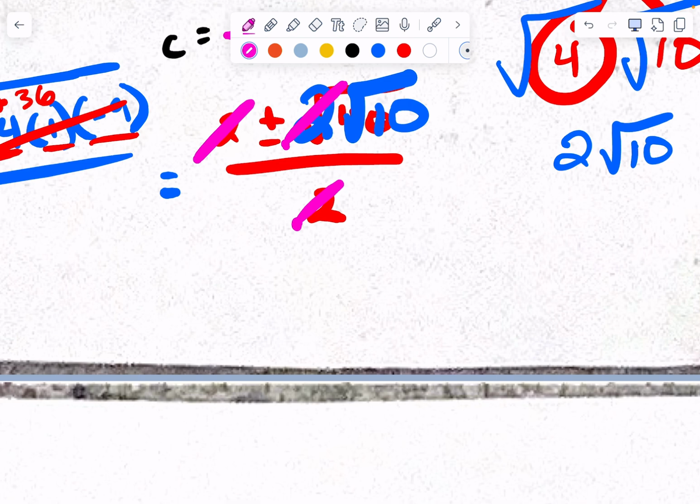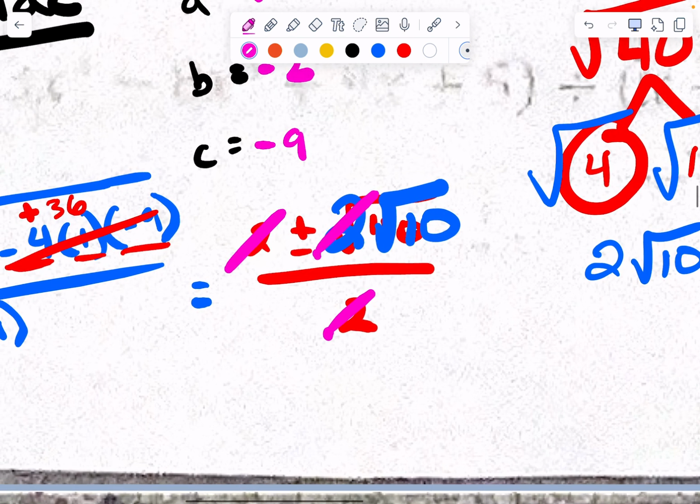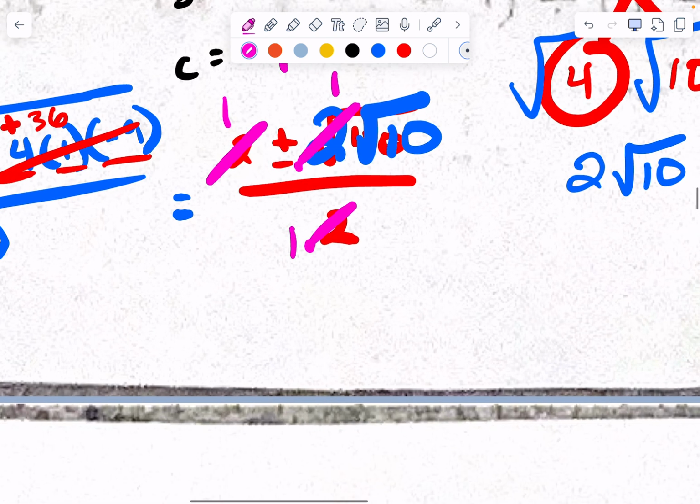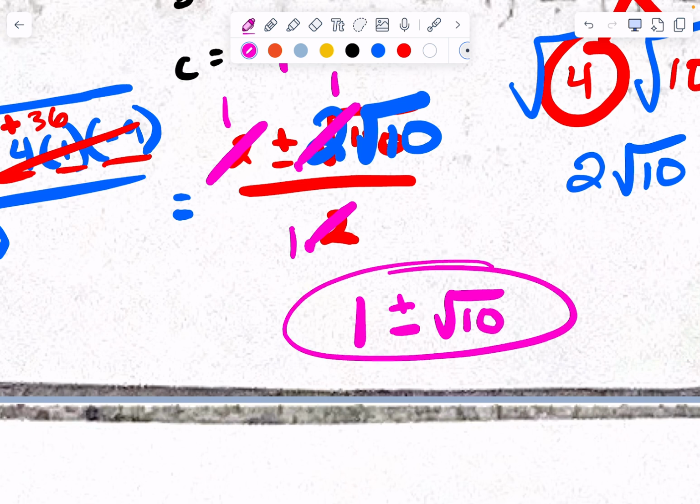Nope, plus minus. When they cancel, what does this make right here? A 1. He makes a 1 still, right? Each one of these becomes a 1. So I still have 1 plus minus the square root of 10, right? All over 1, but I don't need the 1 on the bottom. But I do need the 1 out in the front, right? So there is that. That was kind of messy.